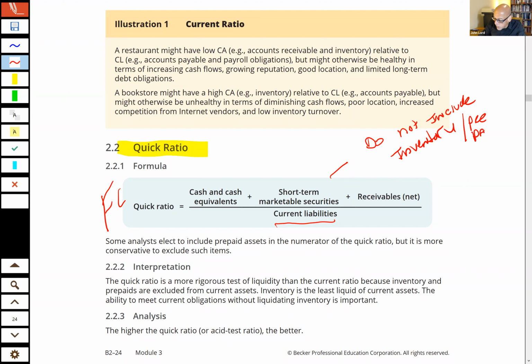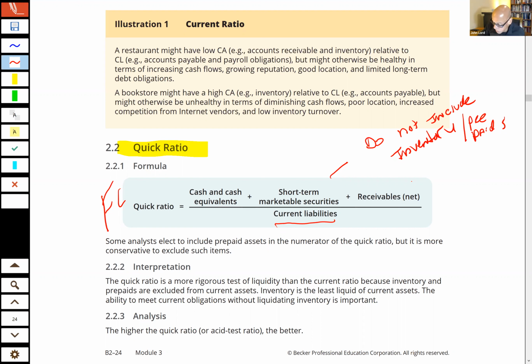And the idea being that, hey, you're really not going to be able to use prepaids, obviously, to pay off current liabilities. And inventory can be obsolete, could be difficult to move and whatnot. So to be even more critical of our measure of our solvency, we could use the quick ratio.